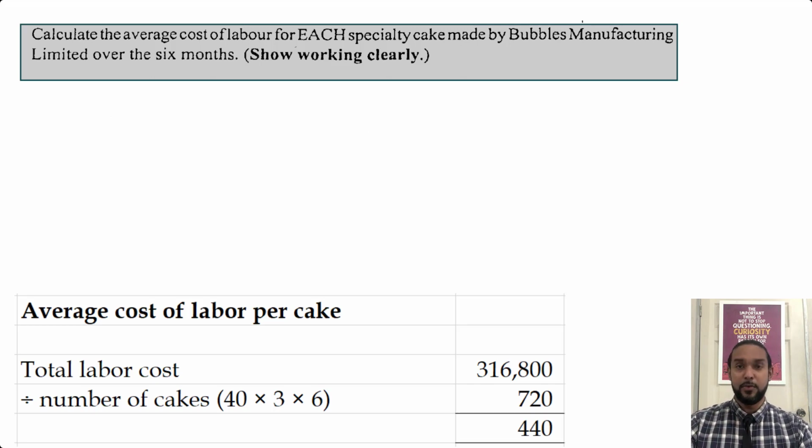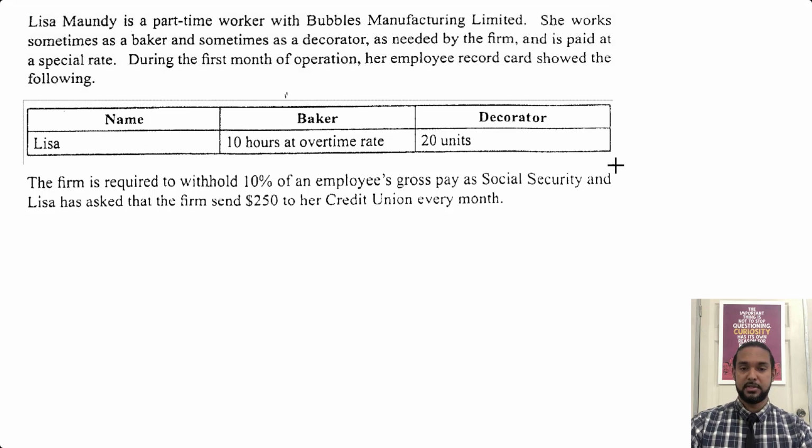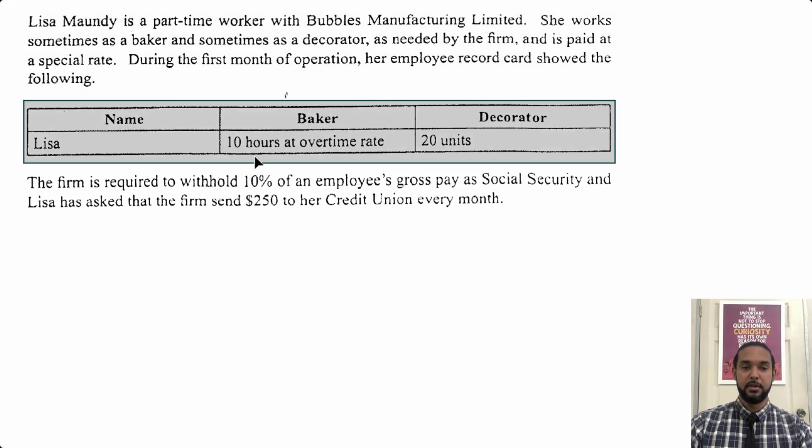All right. So we have one more part of this question. Let's take a look at it. And finally, for part E, it says Lisa Mondi is a part-time worker with Bubbles Manufacturing Limited. She works sometimes as a baker and sometimes as a decorator, as needed by the firm, and is paid at a special rate. During the first month of operation, her employee record card showed the following. So it says here, name Lisa, baker, 10 hours at overtime rate. Now they did tell us that she was paid at a special rate.